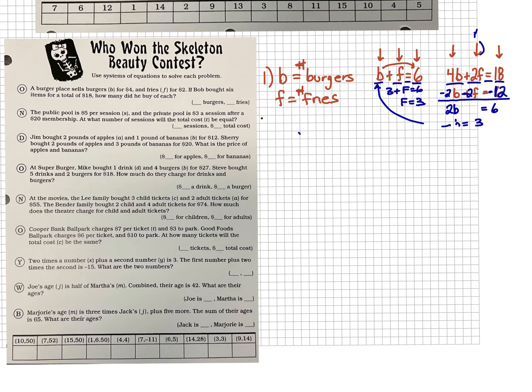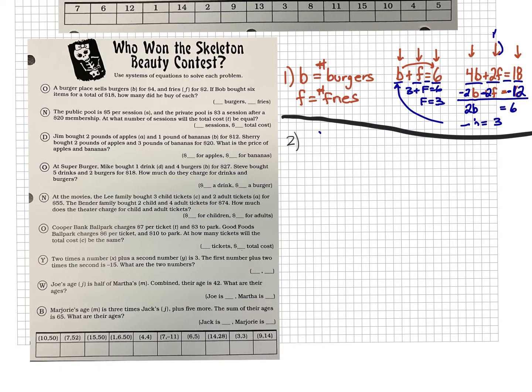Number 2. The public pool is $5 per session, and the private pool is $3 a session after a $20 membership. At what number of sessions will their total cost be the same? So we've got public, and their cost is $5 per session. So $5 every session is their total cost, T. It says to use cost as T and session as S. So 5S equals T.